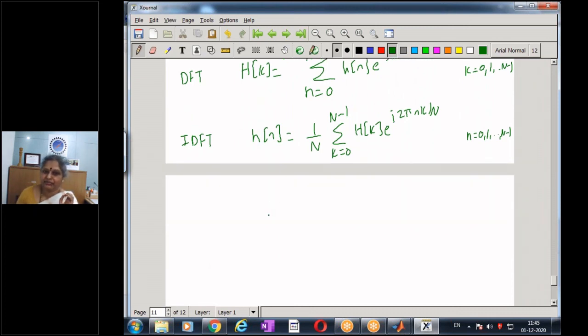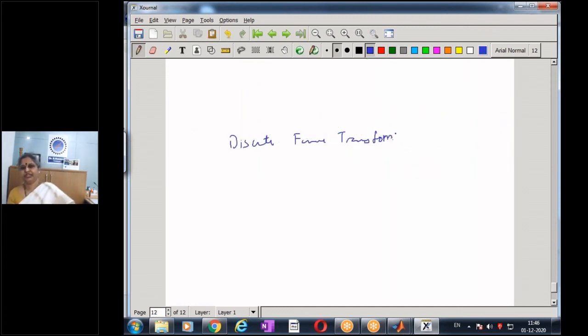So in the next module, we will consider examples on computing the DFT given a sequence h n, computing the DFT and the IDFT. We will also take up some properties of the discrete Fourier transform, methods of computing, its properties and applications. So thank you.